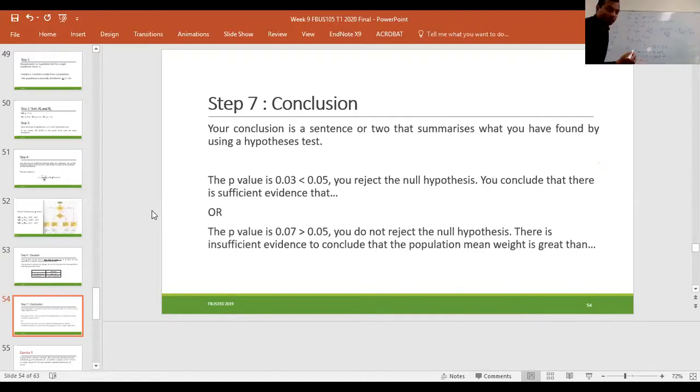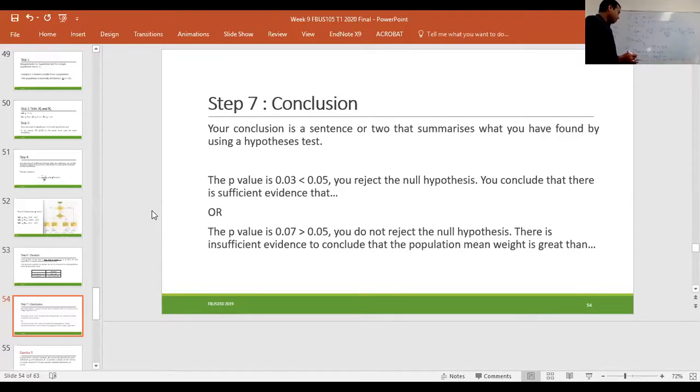is 0.04, less than 0.05, so you reject the null hypothesis. This is the first sentence, okay? Based on the p-value, 0.04 is less than 0.05, so you reject the null hypothesis. That came in step number 6.